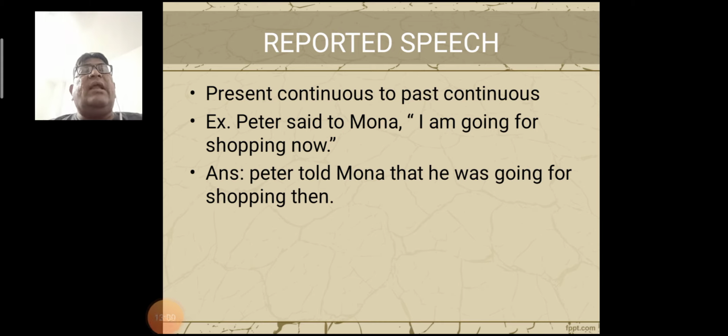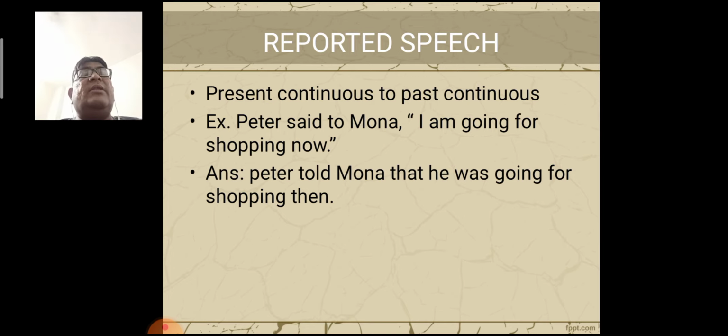Now the second tense is called present continuous tense. We change from present continuous tense into past continuous tense. Let's see an example to understand in depth. Peter said to Mona, "I am going for shopping now." The answer is: Peter told Mona that he was going for shopping then.